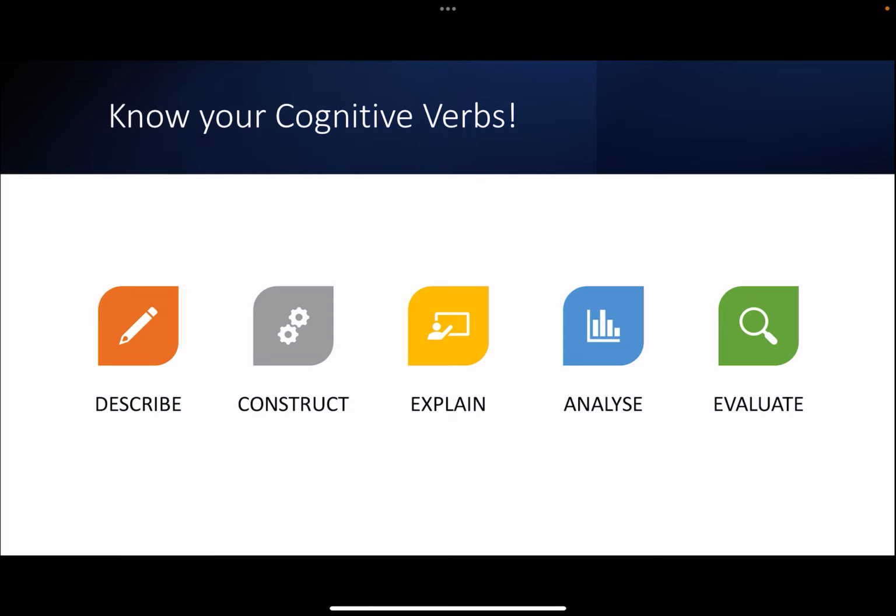Okay, it's important in senior school to really get your head around the cognitive verbs and the levels of understanding. In economics, we're going to ask you to describe, construct, explain, analyse and evaluate in these early stages, and it pretty much runs the same way all the way through the course.